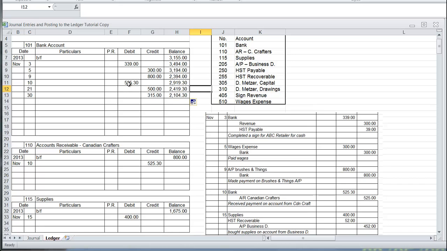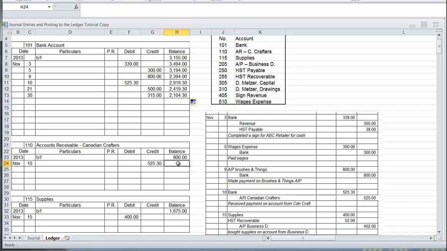And then we add $525 to get this number. And we subtract 500 to get this number, and subtract $315 to get this number. And so that one formula, just clicking and dragging, actually does all that computation for you, as long as you get the formula right first. Then you're okay.